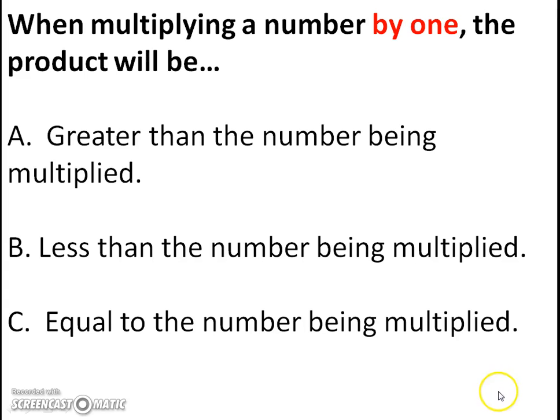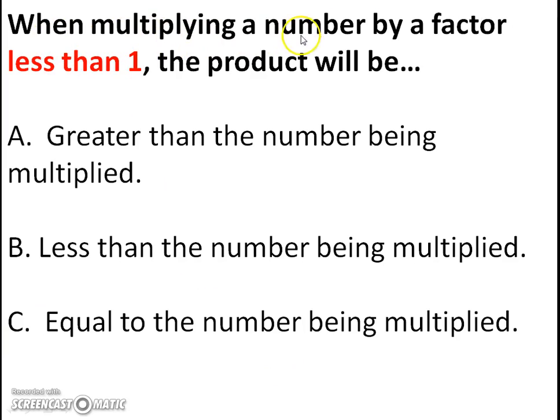When multiplying a number by 1, the product will be A, greater than the number being multiplied, B, less than the number being multiplied, or C, equal to the number being multiplied? The answer is equal. Multiplying by 1 means that your product will be equal to the number being multiplied.